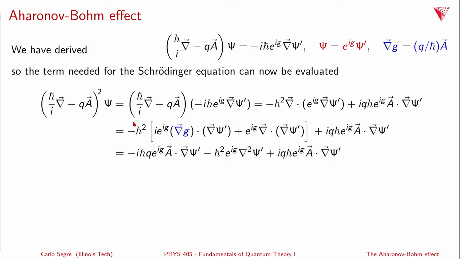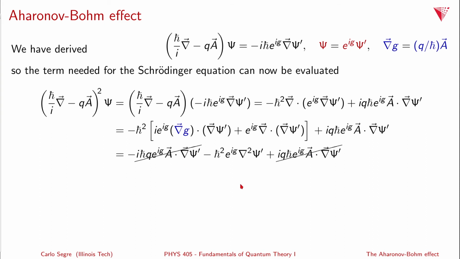We have minus h bar squared e to the ig times the Laplacian of psi prime plus the final term i q h bar e to the ig a dot the gradient of psi prime. And again, the first two and the last terms cancel, and I'm left with minus h bar squared e to the ig del squared psi prime.